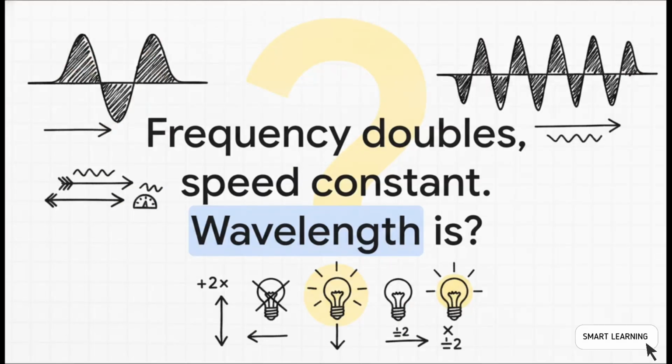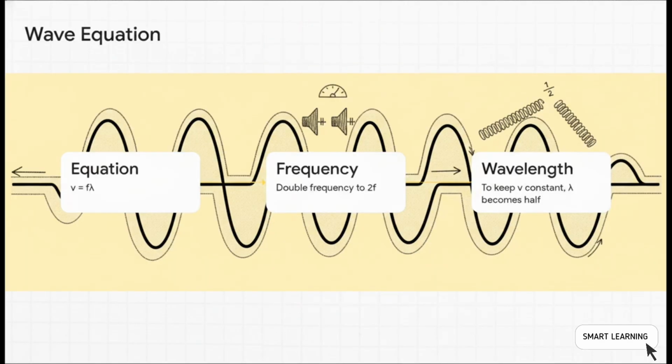Try this one out. If the frequency of a wave doubles while its speed remains constant, its wavelength becomes: A, double; B, half; C, 4 times; D, unchanged. This is a very hard question because of a massive psychological trap. Human intuition often leads us to think in direct proportions. Our brain says, hey, if one thing doubles, the other must double too, which leads students straight into picking option A. Let's dismantle that intuition using the actual physics equation.